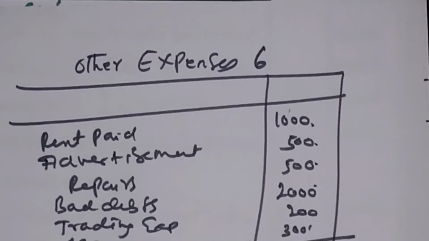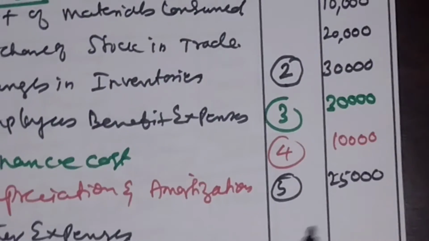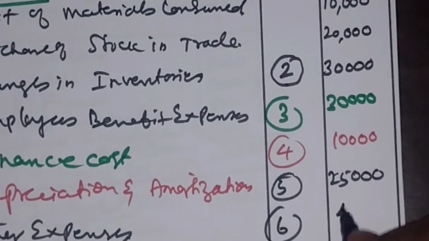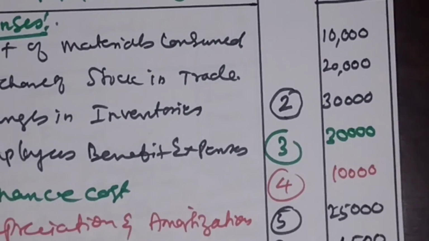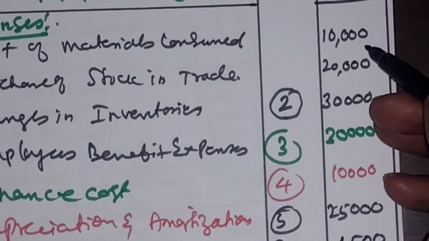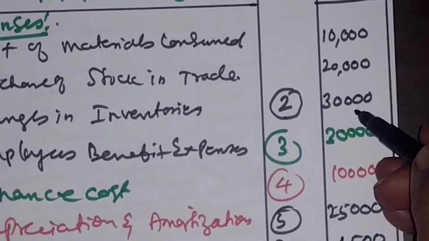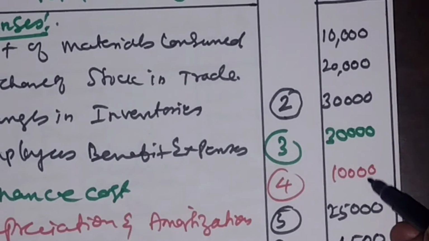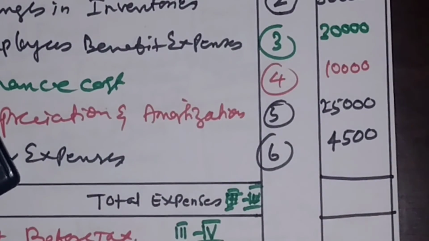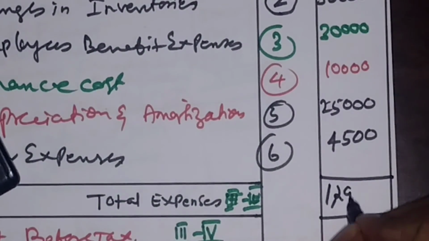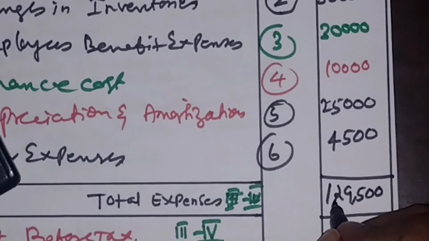Let me show it in note number 6, the other expenses, 4,500. Now I should make a total of all these. Total 10,000 plus 20,000 plus 30,000 plus 30,000 plus 10,000 plus 25,000 plus 4,500. All that we get, we call it the total expenses. The total we get here is 1,29,500.